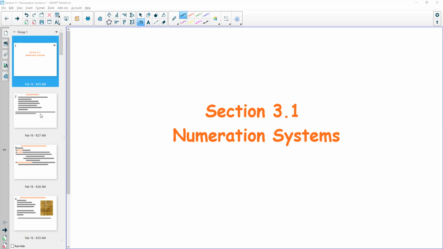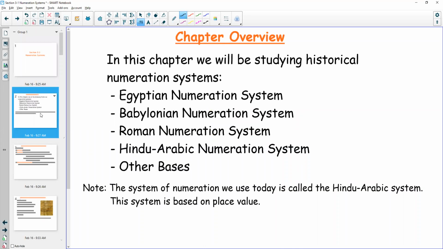So 3.1 is about numeration systems. We're talking about historical numeration systems and also things that we do today. What we use today is called the Hindu-Arabic numeration system, and it's based on place value, but we're also going to talk about Egyptian, Babylonian, Roman numerals, as well as our current system and how to convert things between bases, and that's the piece that gets a little tricky sometimes.